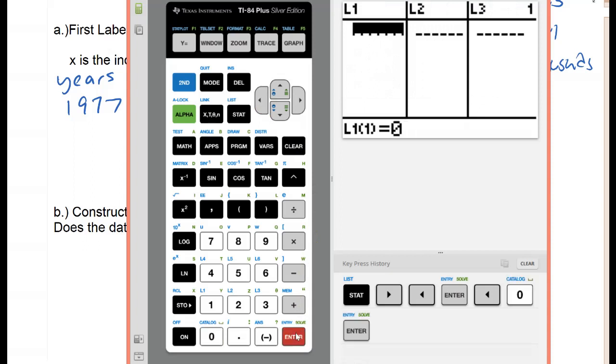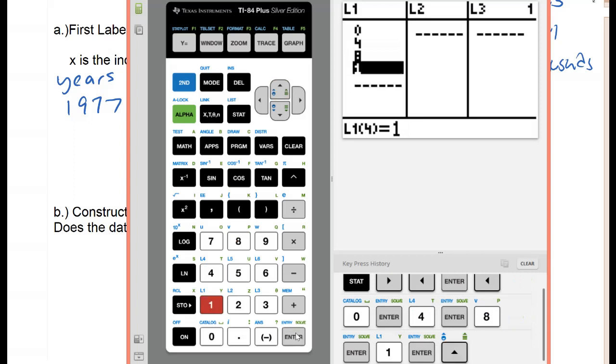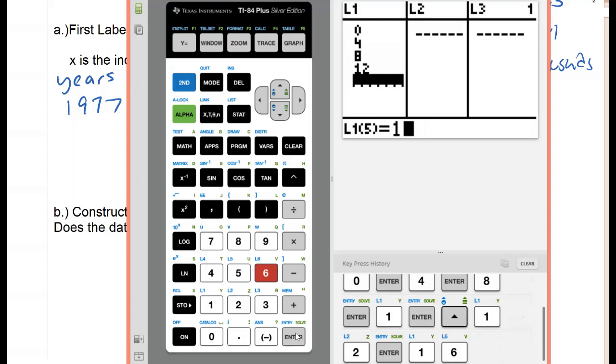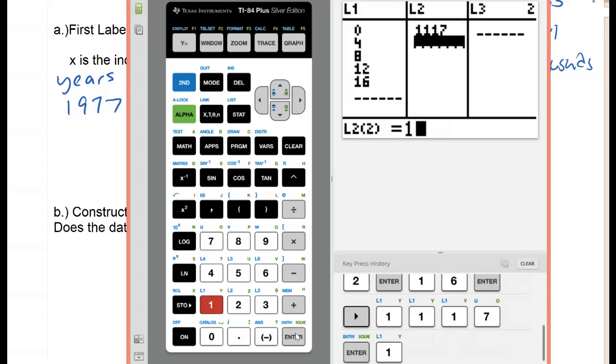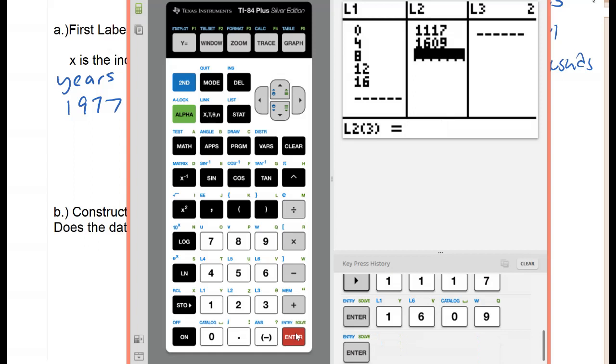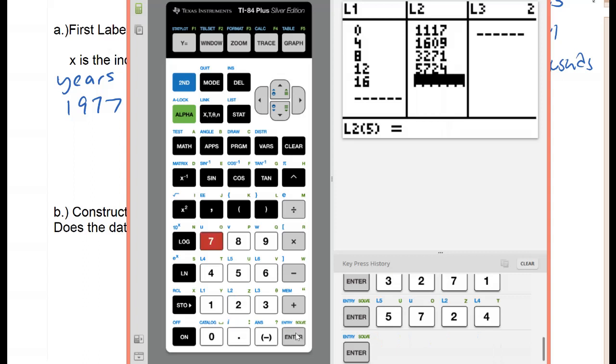List 1 are my x values, so my time: 0, 4, 8, 12, and 16. Then my prize money, which I have to be very careful when I type it in: 17, 1609, 3271, 5724, and then the last, 17681. Again, as long as I typed it in carefully.